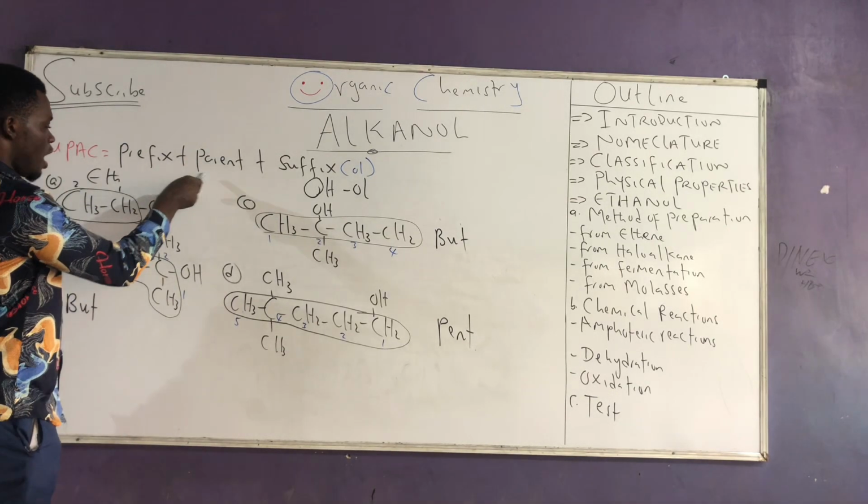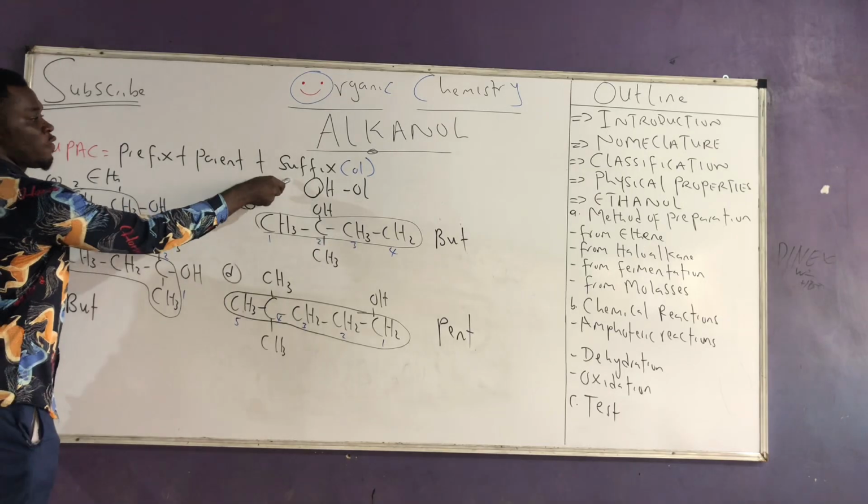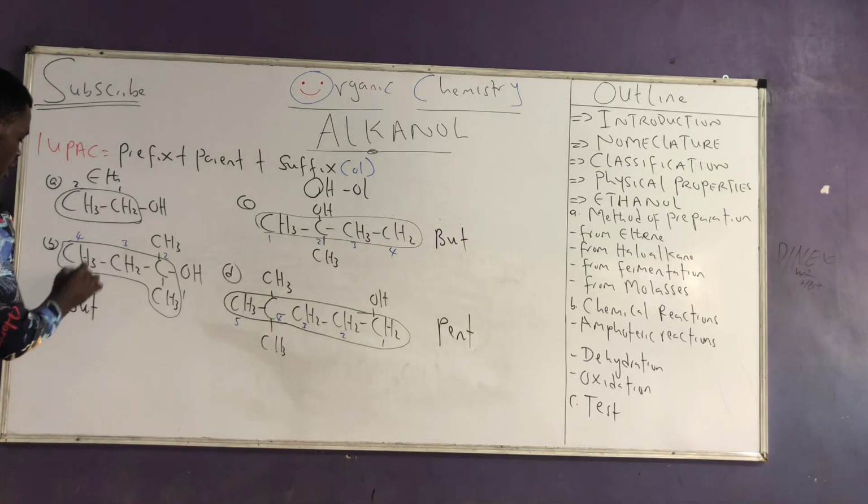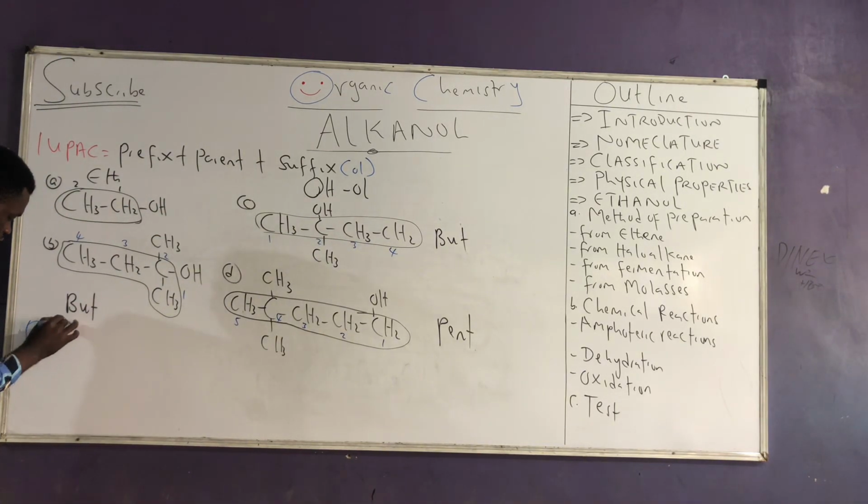We have our parent name: eth. Our suffix is ol. So if I combine it together, what becomes A? A equals ethanol. The next one is for B.